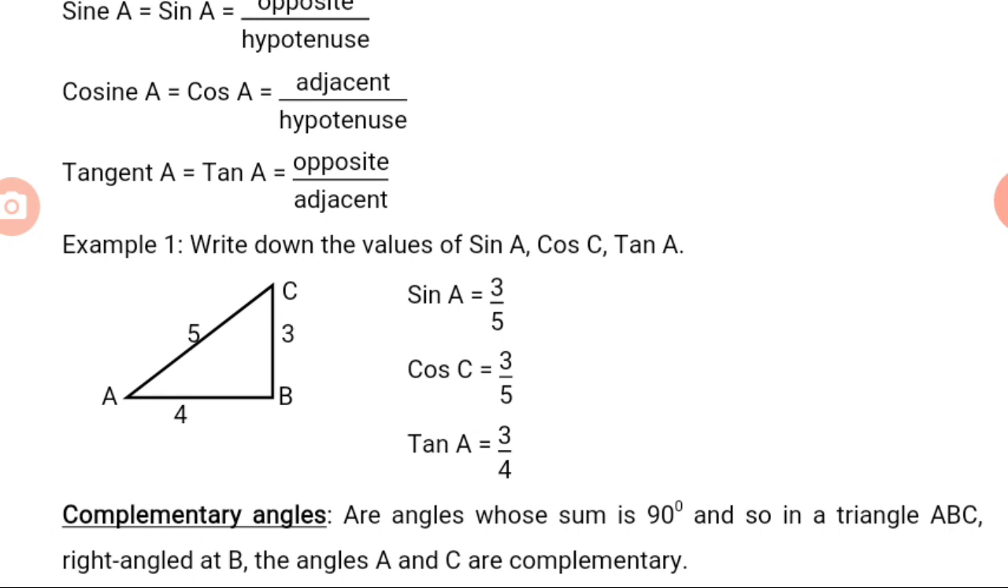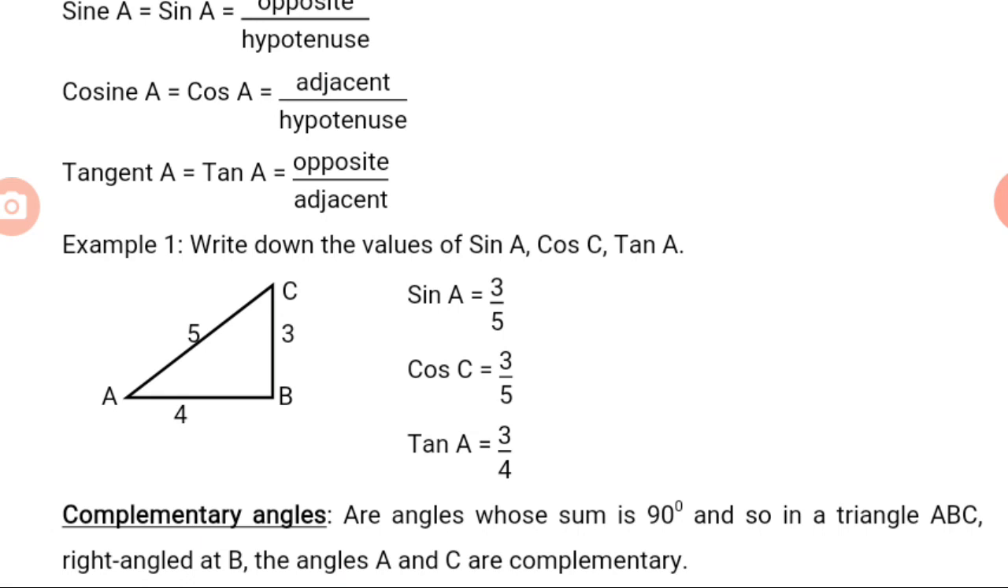Then cos C. Cos is adjacent all over hypotenuse. I told you that hypotenuse will always remain hypotenuse. The side that is adjacent to angle C is side BC, that is 3. Is that clear? And cos C now will be equal to 3 all over 5.